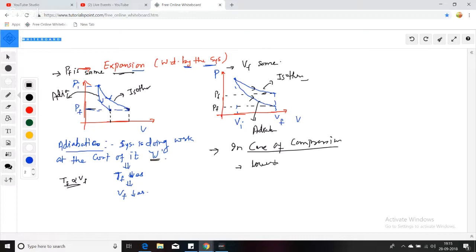Lower graph is isothermal and upper graph is adiabatic. This you must remember, okay? Adiabatic and isothermal graph.